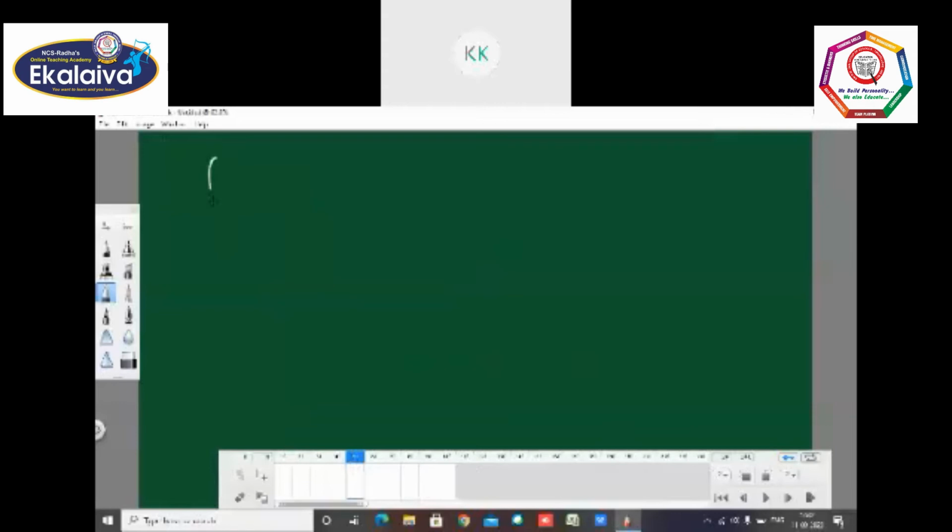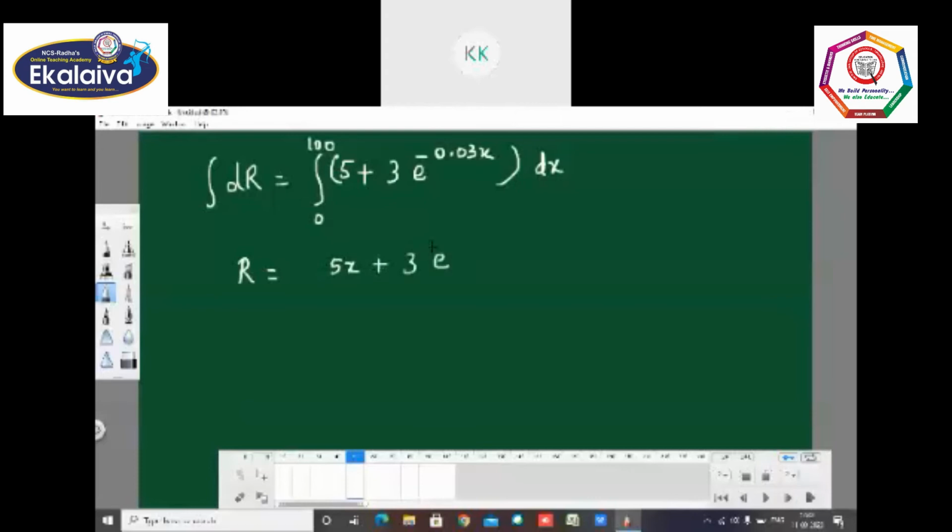Total revenue from the sale of 100 units. You should find out the total revenue from the sale of 100 units. So what is the value? 100 units.